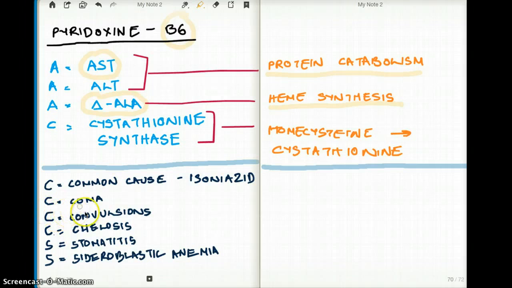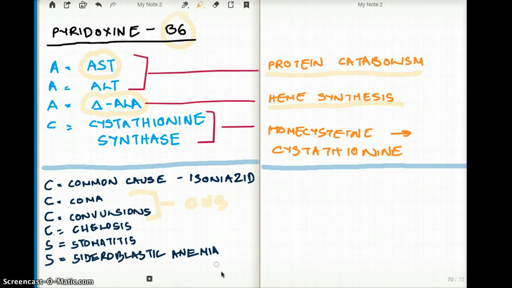The next C is coma and convulsions. These two are part of the CNS toxicity, right? Followed by cheilosis and stomatitis, cracking and scaling of the tongue. That is also associated with pyridoxine toxicity. And the last but not the least is sideroblastic anemia. So that is also associated with pyridoxine toxicity.